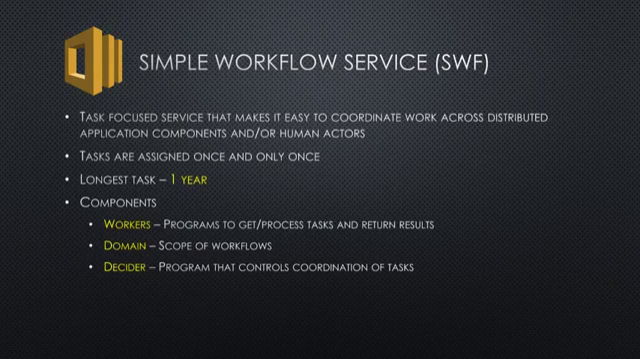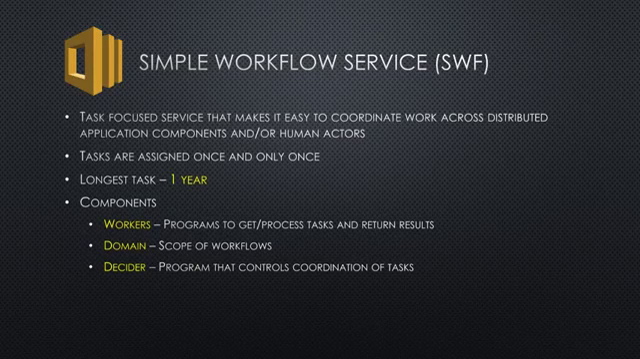So let's talk about some of the components real quick with these. We have workers, which are programs to get processes or tasks and return a result. Domains, which are the scope of the workflow. And deciders, which are programs that control the coordination of tasks. So we may have a decider that says, which warehouse do I need to send this to? And it will determine which task flow to go down, and it will send the message down to a worker and says, worker, go and pick up this following item from the floor.